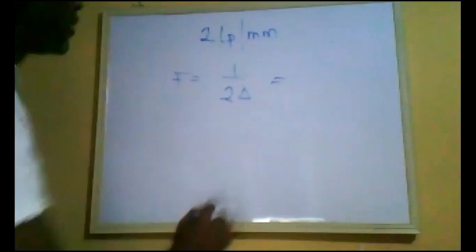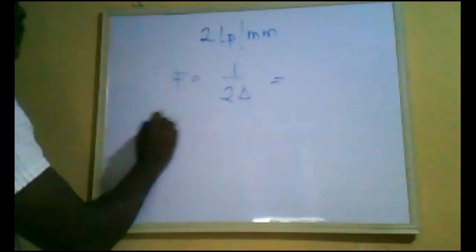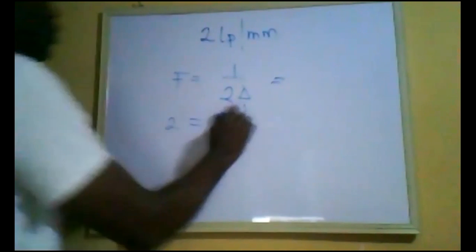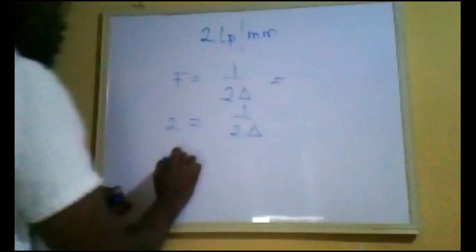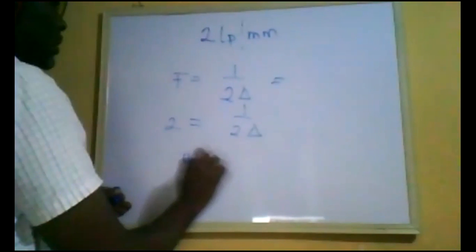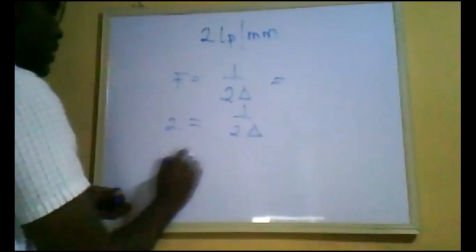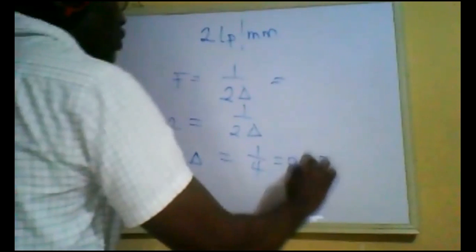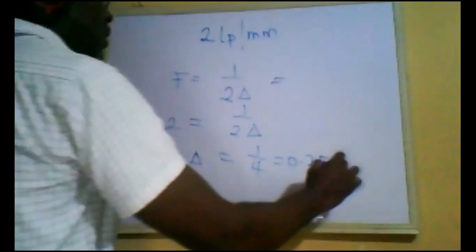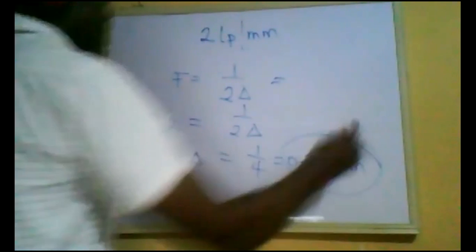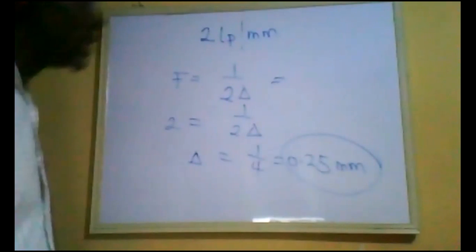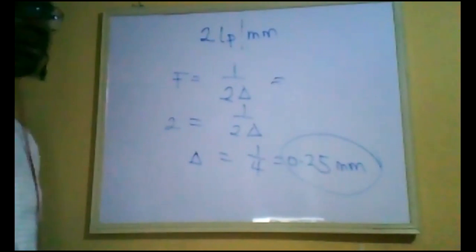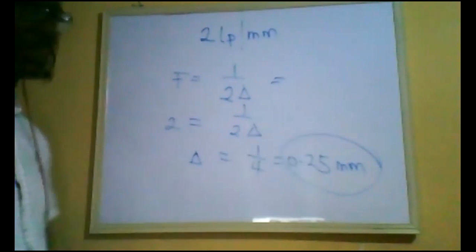So our 2 line pairs per millimeter is F. We have 2 equals 1 over 2 delta. So 4 delta equals 1, so our delta is 1 over 4, which is 0.25. Of course, it's in millimeter. So the smallest diameter of the object it can resolve is 0.25. If the diameter is bigger than this, of course, it can be resolved.